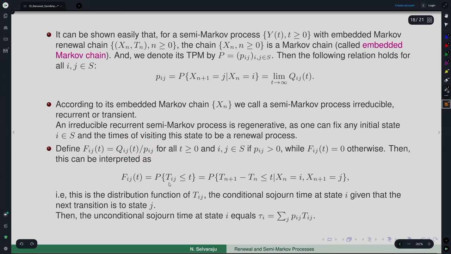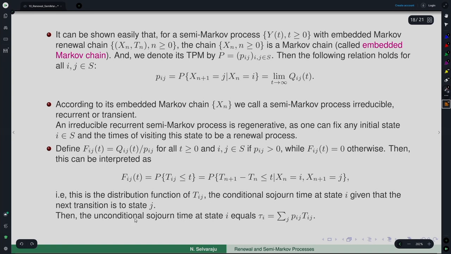So, from that we can give the interpretation for Fij(t) to be the probability that the inter-event times are less than or equal to t given that Xn equals i and Xn plus 1 equals j. Suppose I call this Tij, the conditional sojourn time at state i given that the next transition is to state j. Earlier we said unconditional sojourn times are the holding times in state i, the residence times. Now, this is the conditional sojourn time, meaning that currently it is in state i, next it is going to go to state j, and how long it is going to be in state i is what this quantity is, which we call Tij. Then Tij less than or equal to t is your Fij(t), which is given by these two quantities.